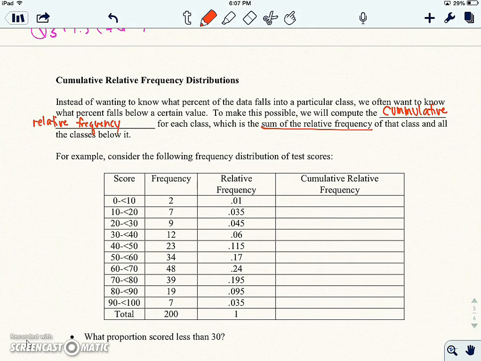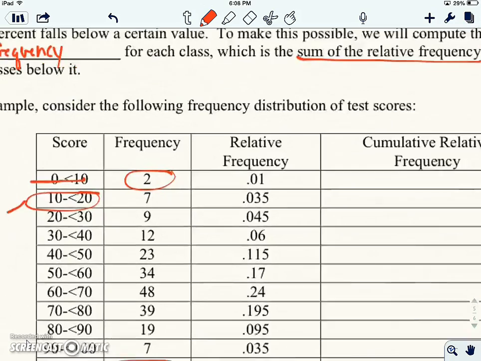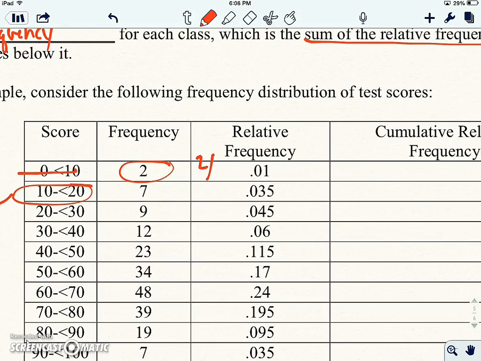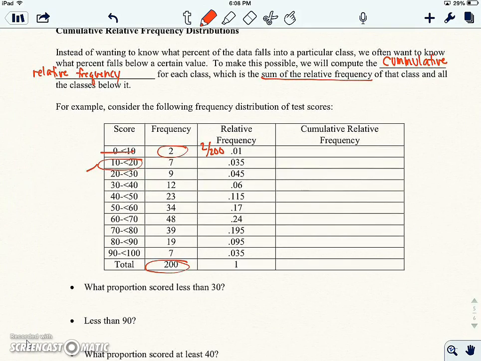So what I have here is the distribution of test scores. Okay, scores from 0 up to but not including 10, there were 2 of them. 10 up to but not including 20, there were 7 of them, etc., out of a total of 200 tests. The relative frequency, again, was found by doing the frequency divided by the total. So it's been filled in for you. And all the cumulative frequency does is adds them up. So we have the cumulative and the relative cumulative.